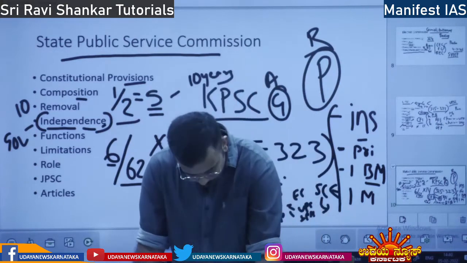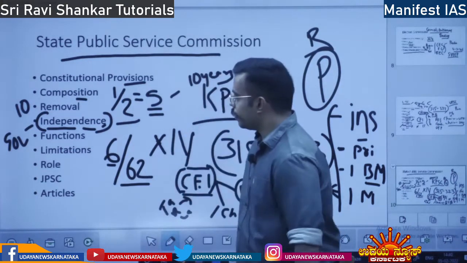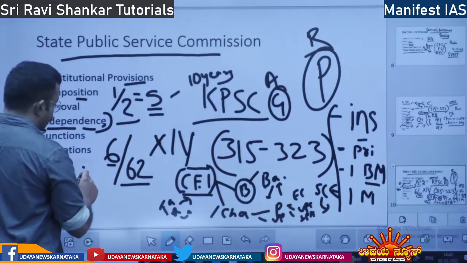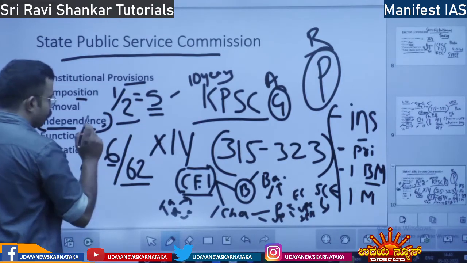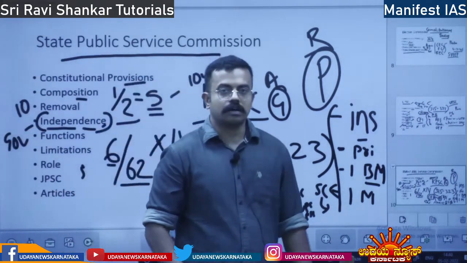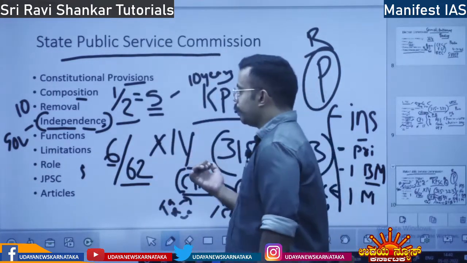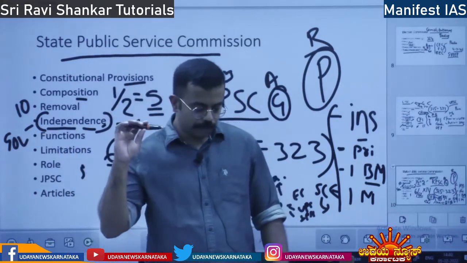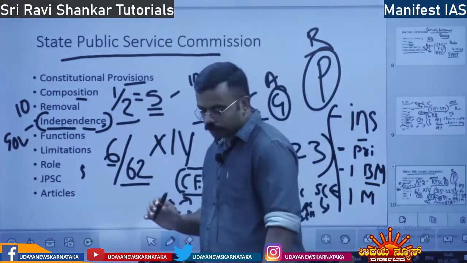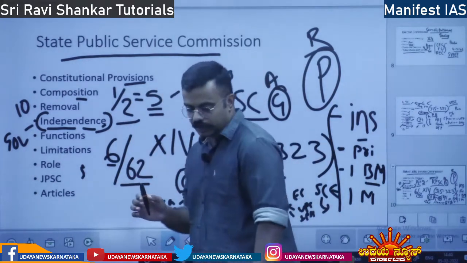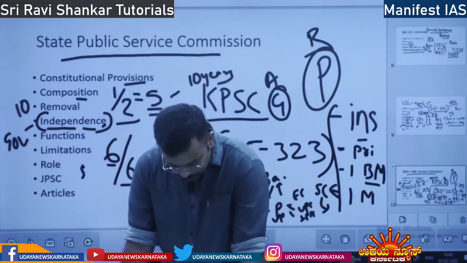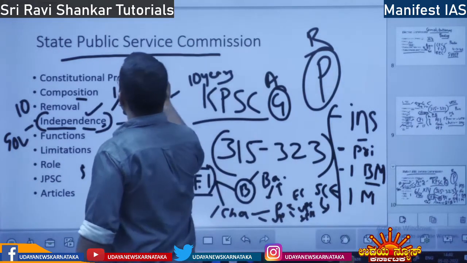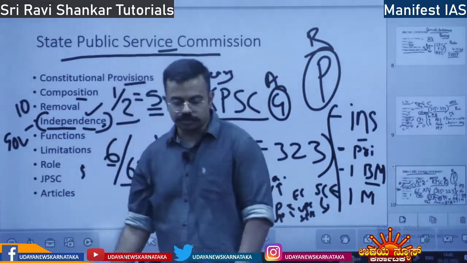Also, the chairman of SPSC cannot be a member of the same SPSC again. So once he retires, he cannot be a member of the same SPSC. However, he can be a member of UPSC. Similarly, members after retiring cannot become members of the same Public Service Commission again. They can be member of UPSC or the chairman of the same SPSC. Okay. So these are the measures by which independence of the State Public Service Commission is ensured.